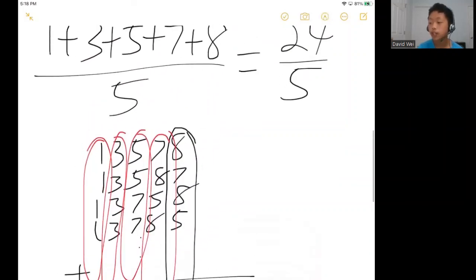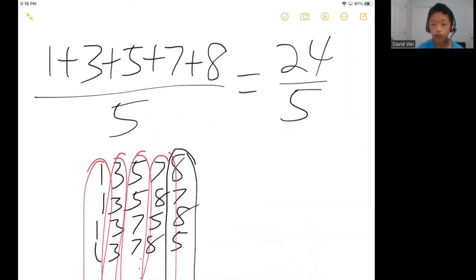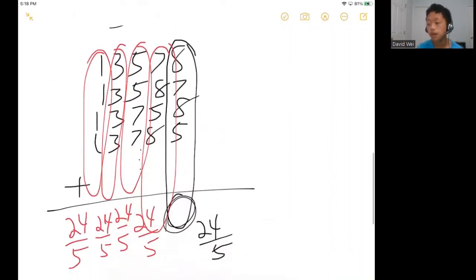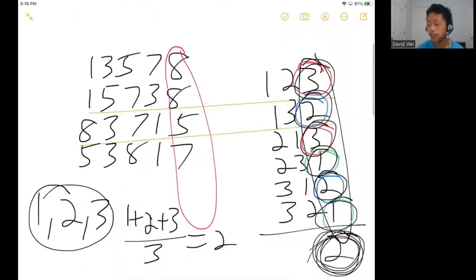We found that just by averaging the numbers 1, 3, 5, 7, 8, because we knew those were going to appear equally often in each column, which is what we found with the 3 digits in this case.